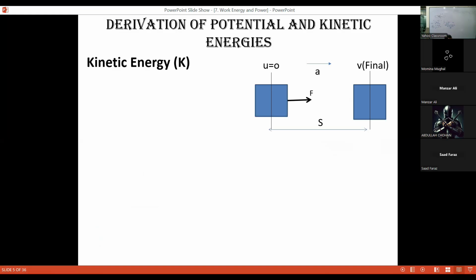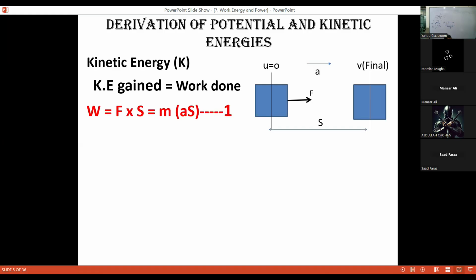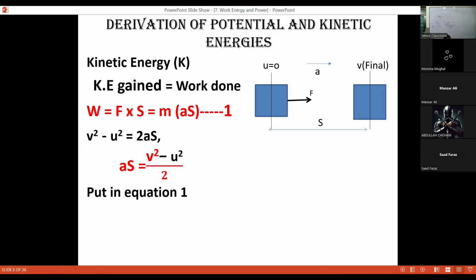How we got that? F into S is the work that you have to do to move the object from 0 speed to v, and let us assume the distance it moves is s with an acceleration a. Work will be F into S. F is equal to m a. If a s is to be found, we use the formula v square minus u square equals 2as. And from here, a s will be (v square minus u square) over 2.